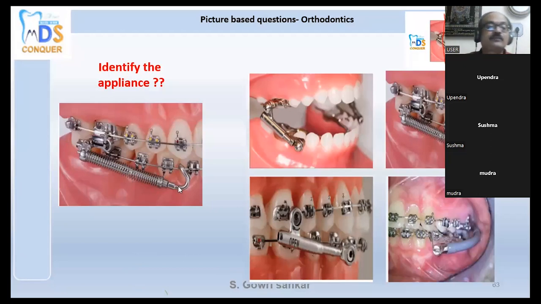See, this is the commonest fixed functional appliance that is given worldwide, the Forsus appliance. So remember this. It produces more of the changes compared to the Herbst. The skeletal changes in the maxilla, can you see it is in a class 3 Baker's anchorage. That means it is trying to move the maxilla back.